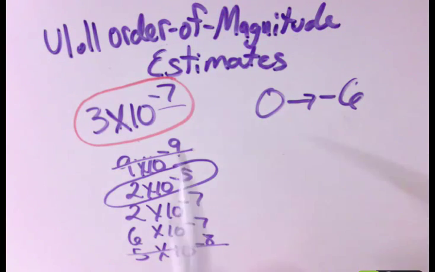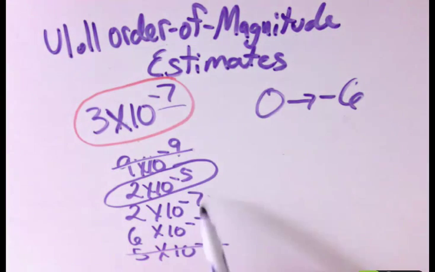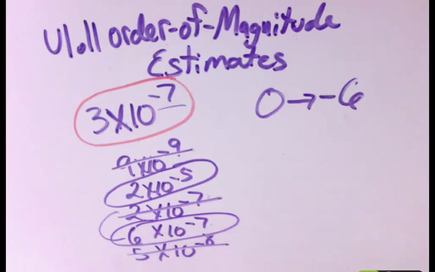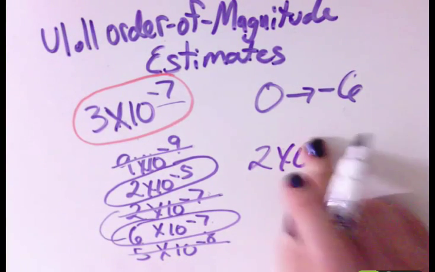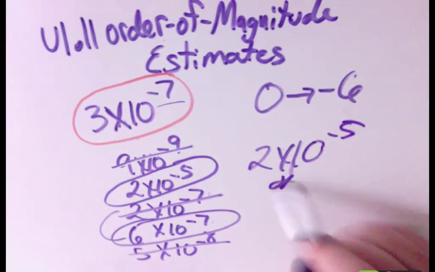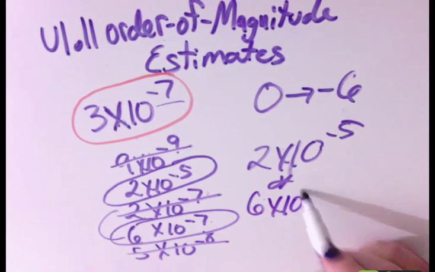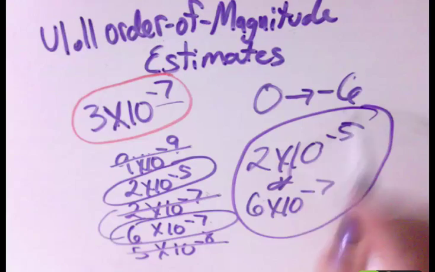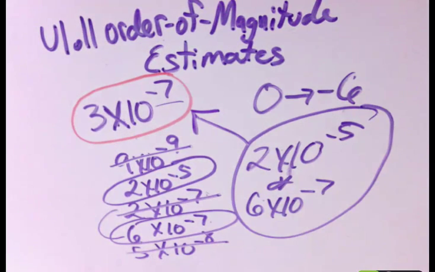And now if you look, the ones we have left have the exponents of negative 7, negative 7, negative 7. So now we have to go and look at our front numbers. So our front number up here is 3. We have a front number of 2 and a front number of 6. So 2 is smaller than 3, so we can get rid of that one. 6 is greater. So 2 times 10 to the negative 5th, and 6 times 10 to the negative 7th are both greater than 3 times 10 to the negative 7th.